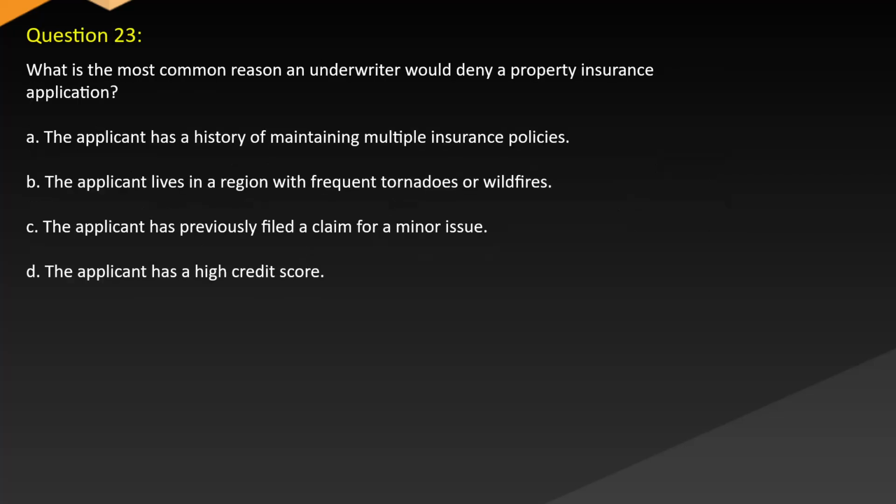Question 23. What is the most common reason an underwriter would deny a property insurance application? A. The applicant has a history of maintaining multiple insurance policies. B. The applicant lives in a region with frequent tornadoes or wildfires. C. The applicant has previously filed a claim for a minor issue. D. The applicant has a high credit score.